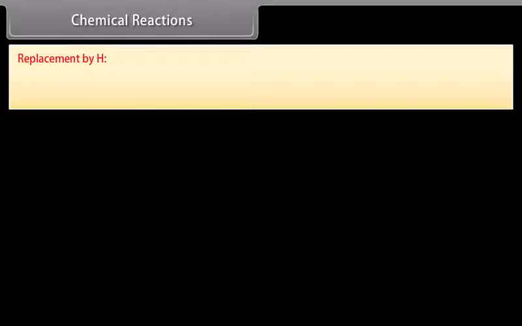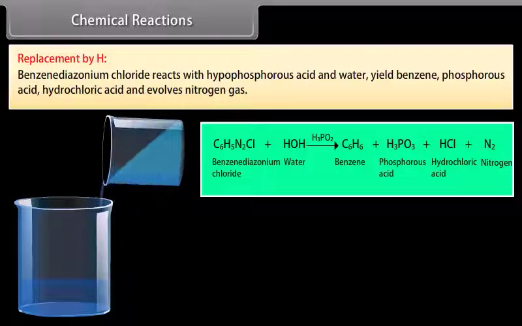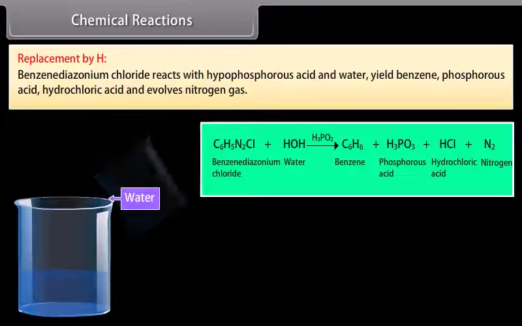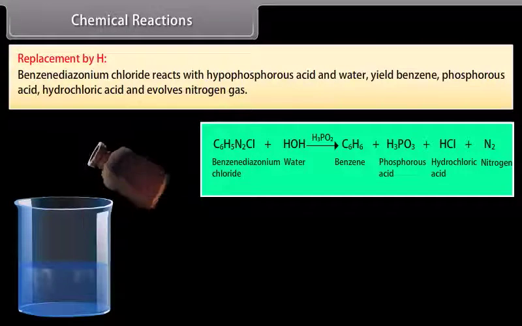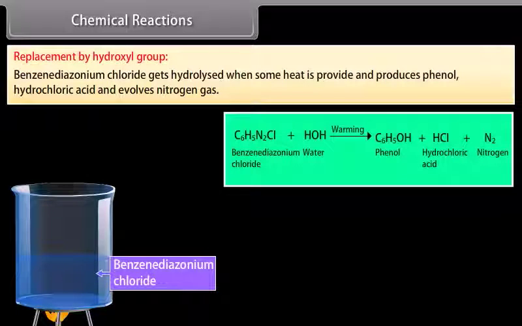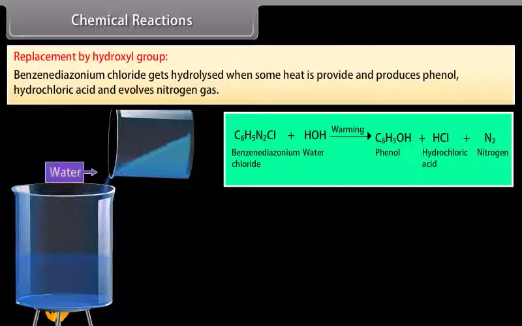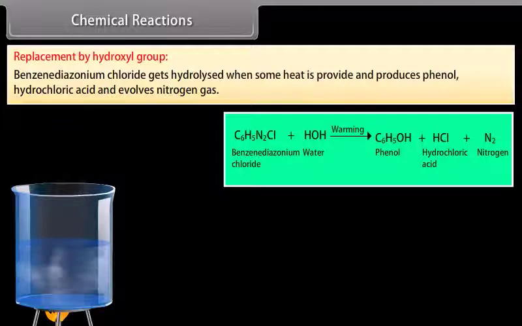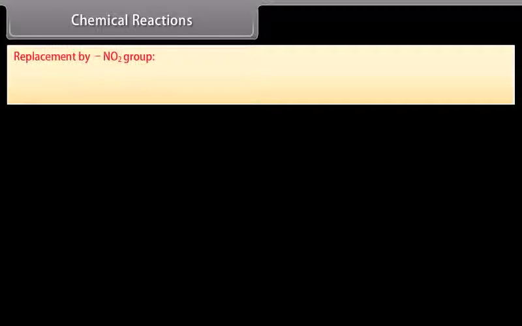Replacement by H. Benzene diazonium chloride reacts with hypophosphorous acid and water, yields benzene, phosphorous acid, hydrochloric acid, and evolves nitrogen gas. Replacement by hydroxyl group. Benzene diazonium chloride gets hydrolyzed when some heat is provided and produces phenol, hydrochloric acid, and evolves nitrogen gas. Replacement by nitro group.